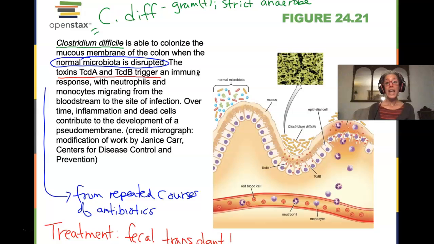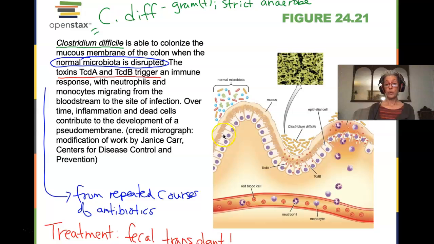The toxins are antigens. When the immune response kicks in, it causes inflammation. The monocytes migrate to the site of infection. The inflammation and dead cells form a pseudomembrane, and you get these very odd pockets formed in the colon and can actually be life-threatening.